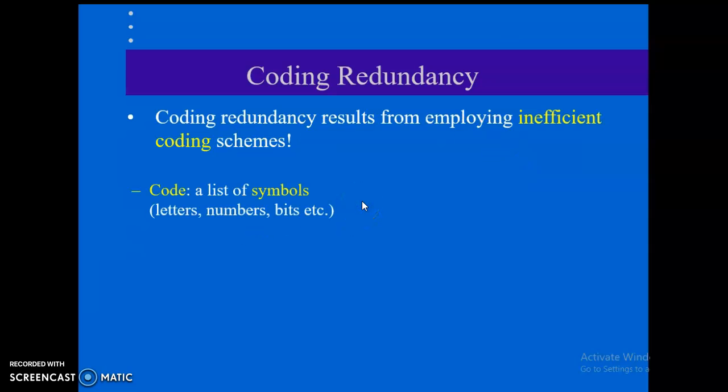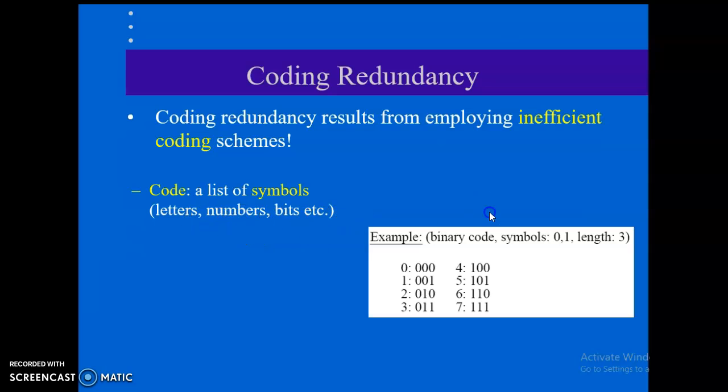A code is a list of symbols: letters, numbers, bits, etc. Example: binary code, symbols 0 and 1, length equal to 3. So 0: 0 0 0, 1: 0 0 1, 2: 0 1 0, 3: 0 1 1, 4: 1 0 0, 5: 1 0 1, 6: 1 1 0, 7: 1 1 1.